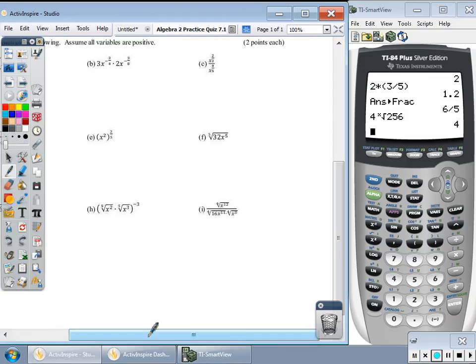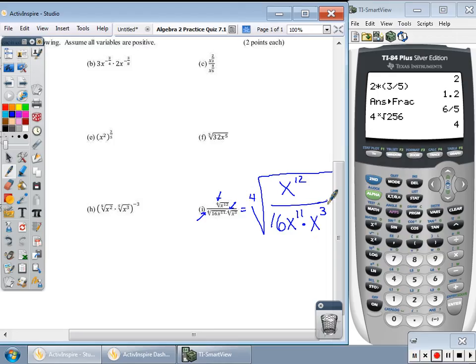Okay, and the last one we have is the fourth root of x to the 12th divided by the fourth root of 16x to the 11th times x to the third power. There's a lot going on here as well. But the thing that I see, and it's kind of hard to see here, but it's written on your paper, is all of your indexes are the exact same. They're all fourth roots. So we're going to rewrite it as 1/4 root. We'll have x to the 12th power on the top over 16x to the 11th times the x to the third on the bottom. And now we're going to rewrite here a little bit. We'll have fourth root of x to the 12th all over 16x to the 14th power.